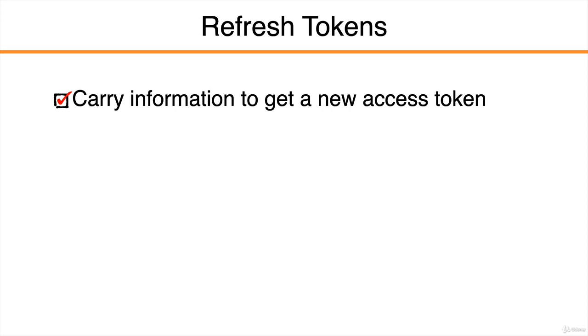Well, a refresh token carries information to get a new access token. And what this allows us to do is to reduce the amount of time our JWT is valid for. Now currently, if a user tries to use our token even after 7 days, it will still be valid in our application because we're not even validating the expiry of that token before we let them pass.